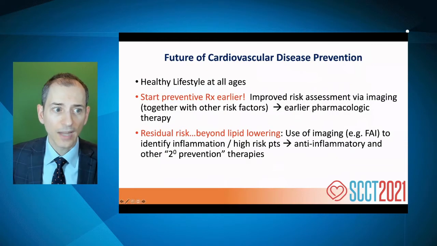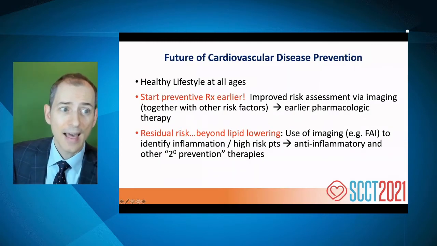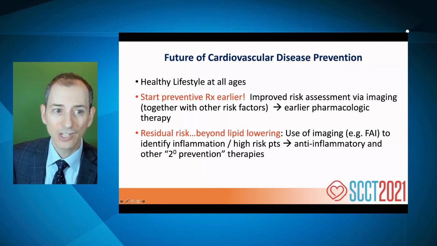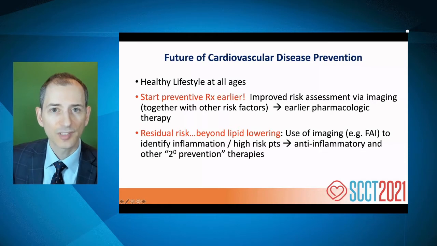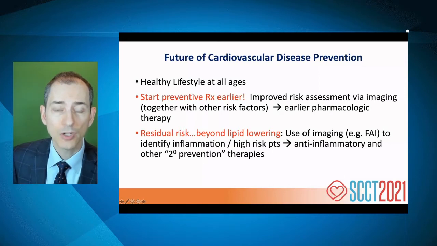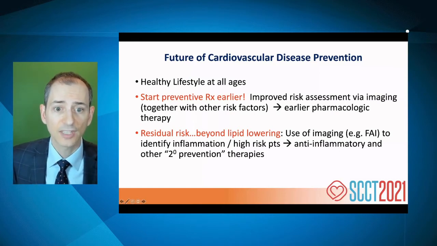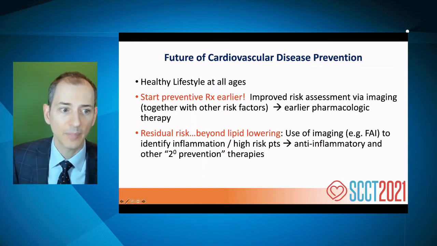So for my conclusion, I would first state, as I always do, when it comes to prevention, healthy lifestyle matters at all ages, and that's always where we should start. When it comes to individuals who are young, and when it comes to preventing disease that starts in earlier ages than most of us appreciate, we do need better risk assessment so we can start therapy earlier in life. I certainly think there's a role for imaging, but it's never in isolation. It's together with other risk factors, and this could lead to earlier pharmacologic therapies.